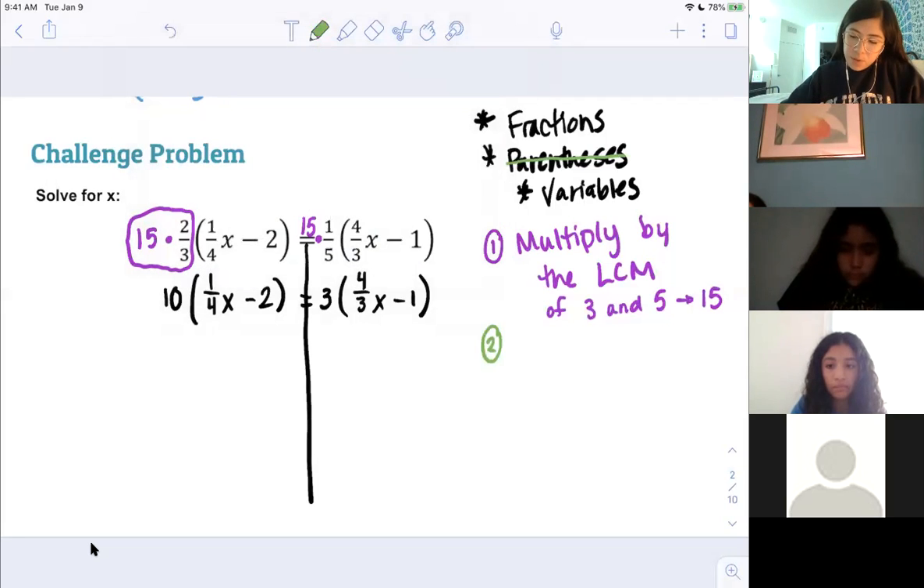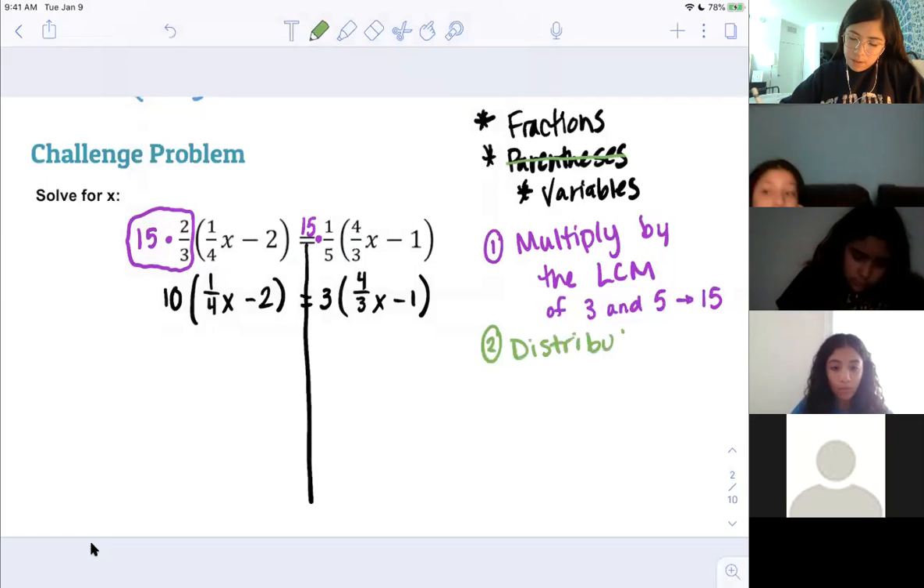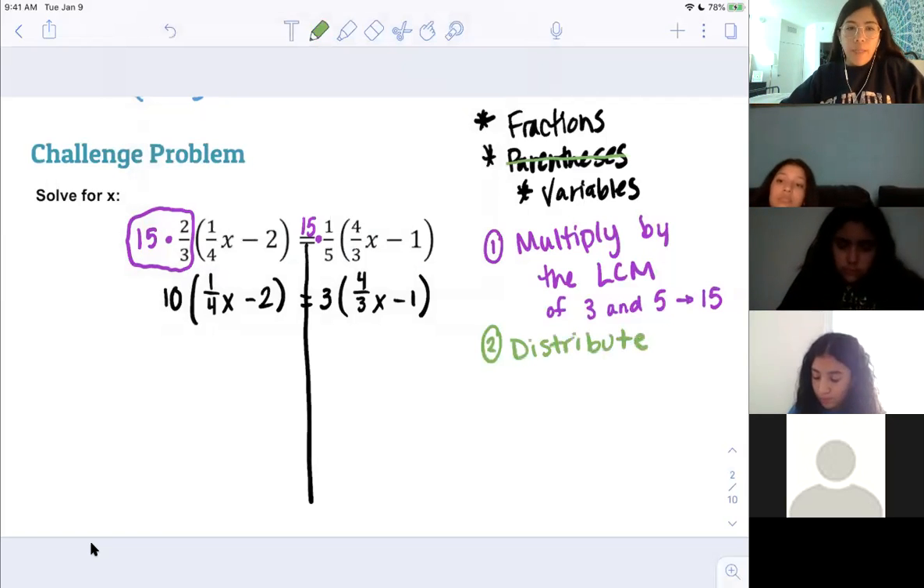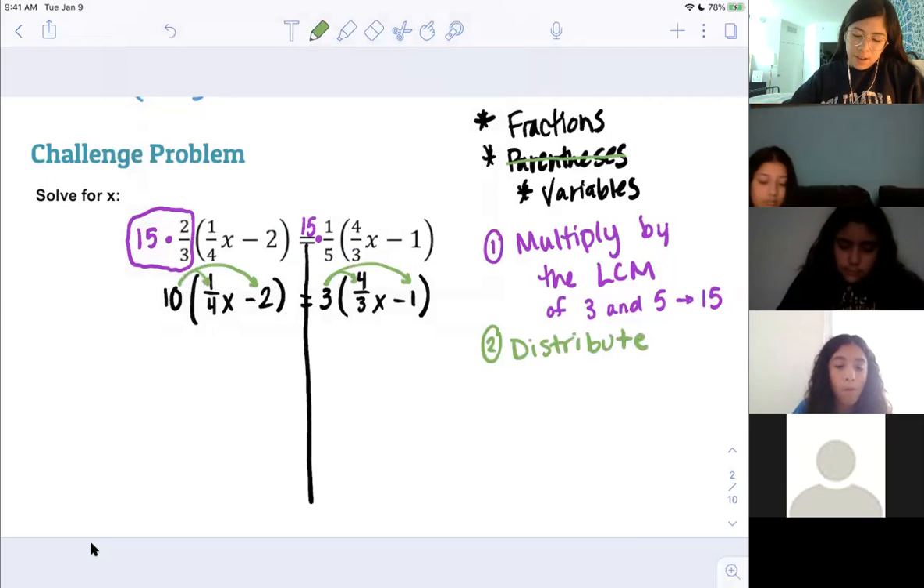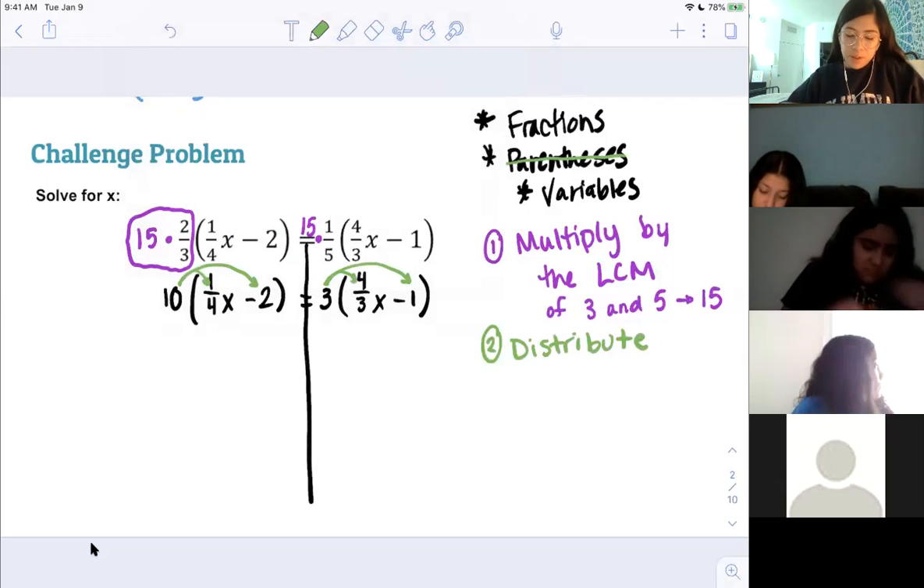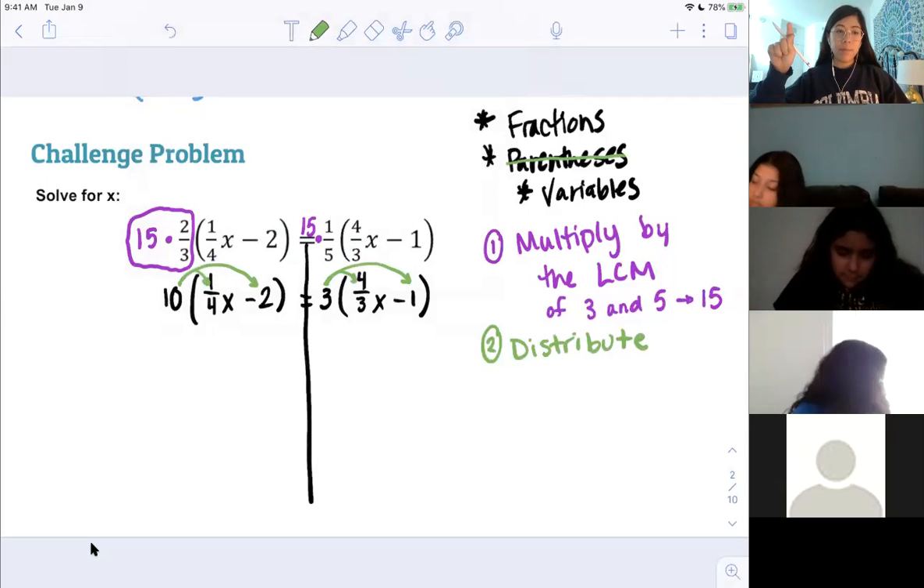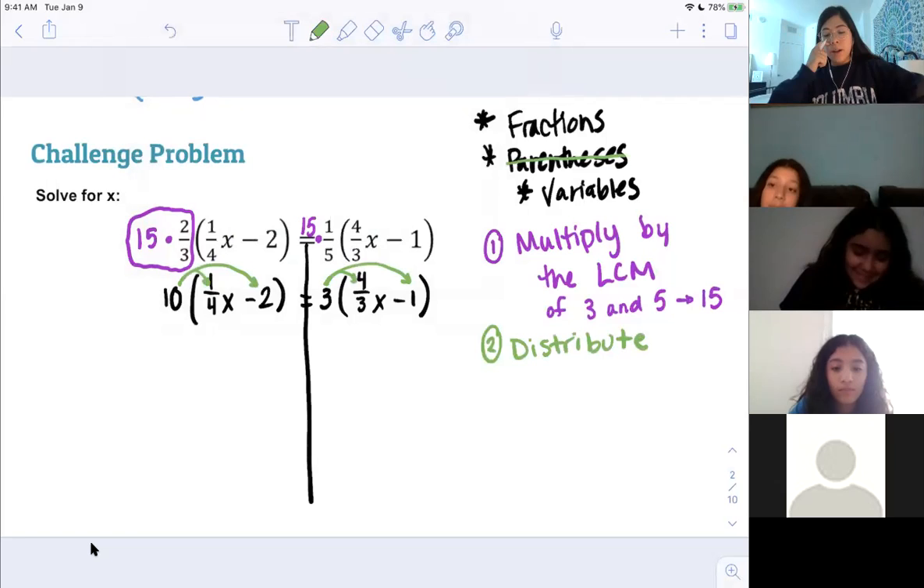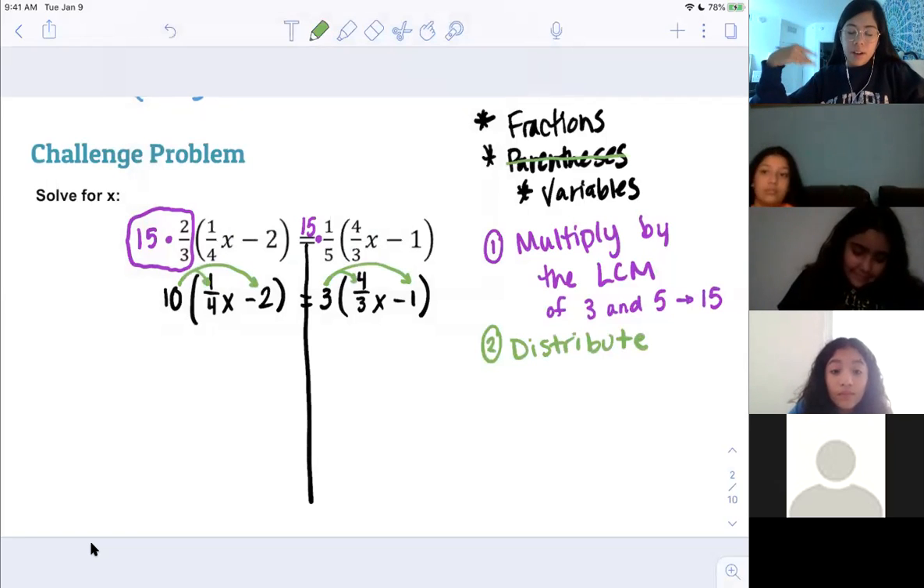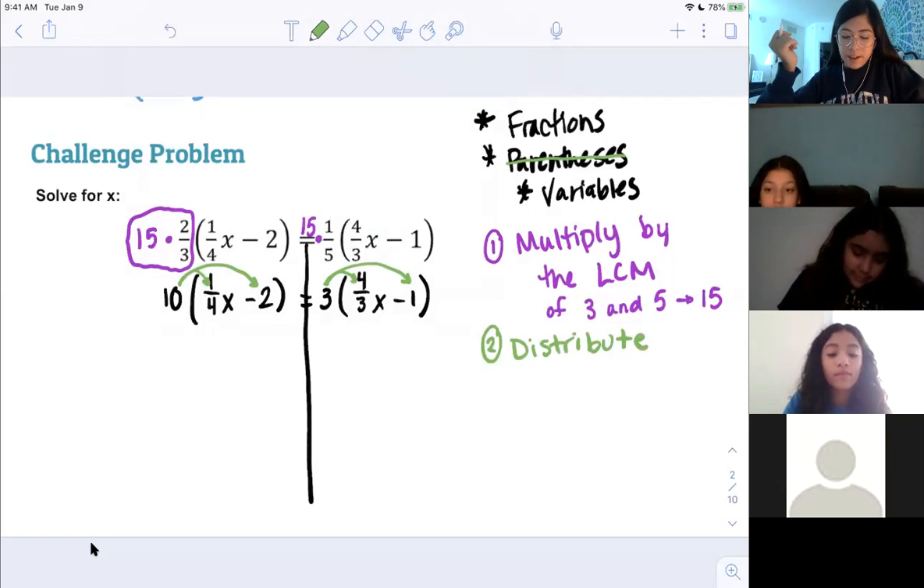Alrighty. Step 2, like I said, now we need to distribute. Now, on the left side, Ascanio, you were saying we're going to have to multiply it by a fraction, right? My question is, we're going to multiply by the denominator, the numerator, or by both? Okay. So when you multiply it, you multiply it by the numerator. And then we're going to divide it by the denominator. So in this case, I have to do 10 times 1/4.